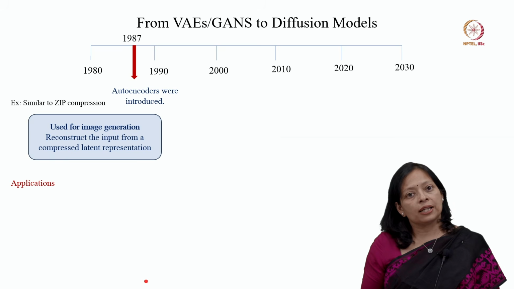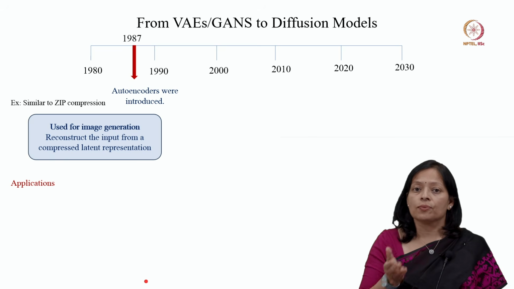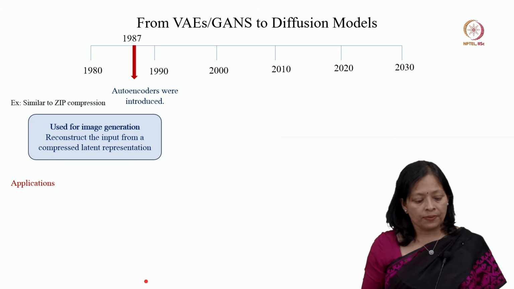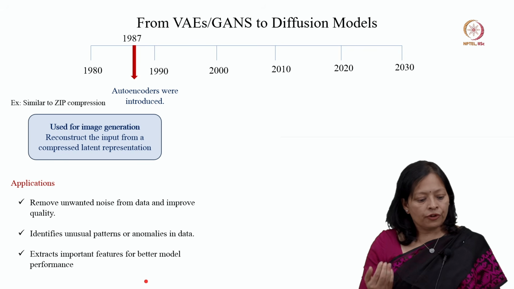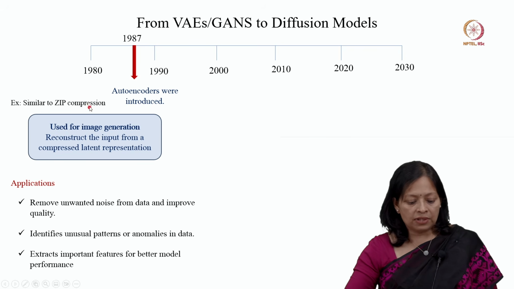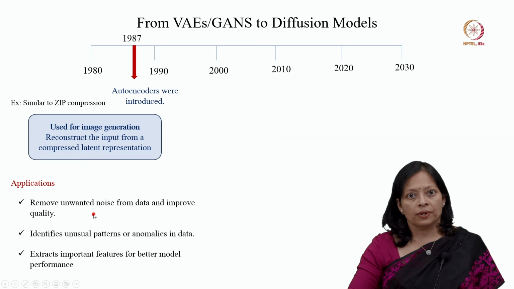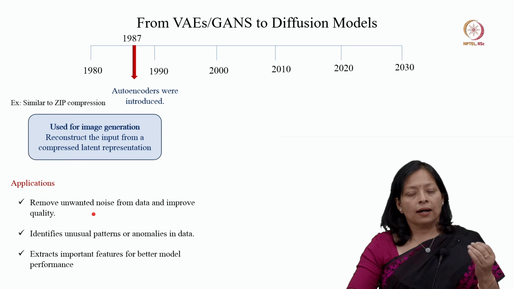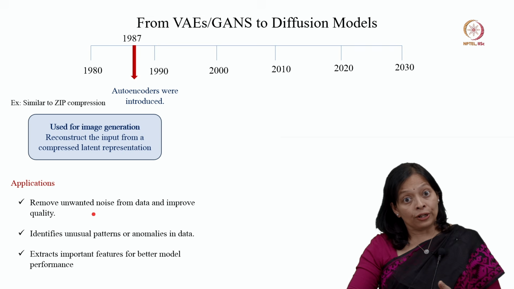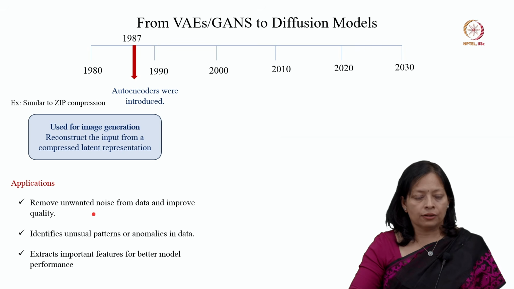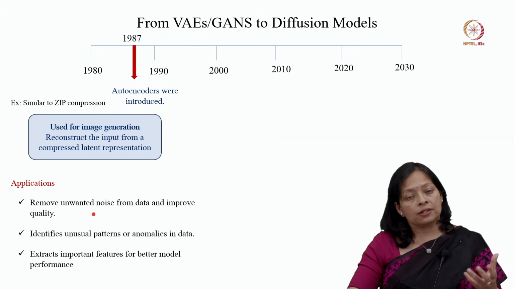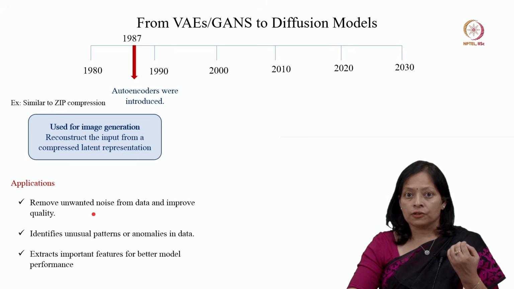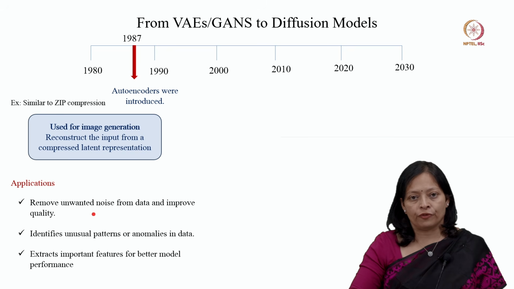Now, where are the applications, since we are reconstructing the same image? It was used for removing unwanted noise from data and improving quality. So, noise removal, identifying anomalies in an image, and also extracting important features for better model performance.